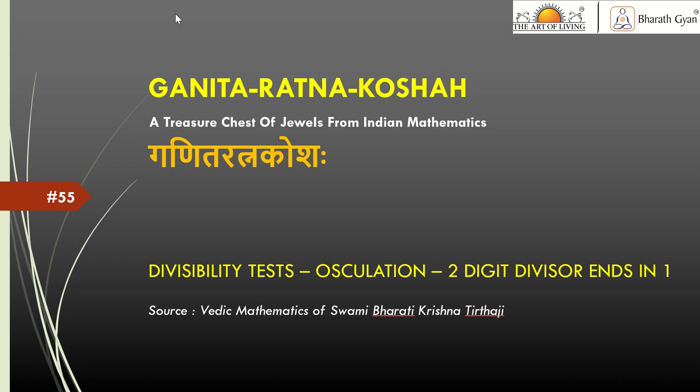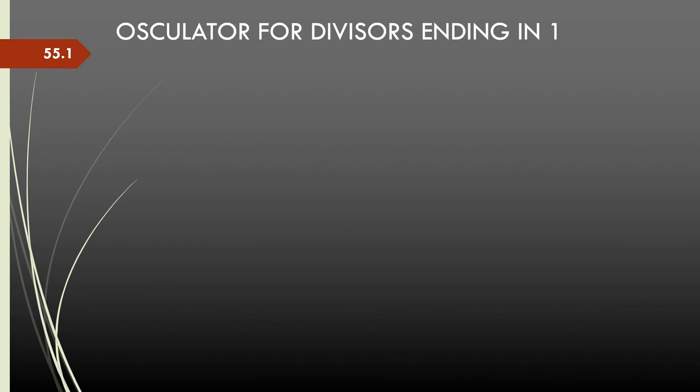In this video, we will look at the osculation process for divisors ending in 1. Now, one way to find the osculator for a divisor ending in 1, for example, if I had to test divisibility by 31, I can multiply this by 9 to get 279 and take the osculator as 28. Now, osculation process with 28 might become a little difficult.